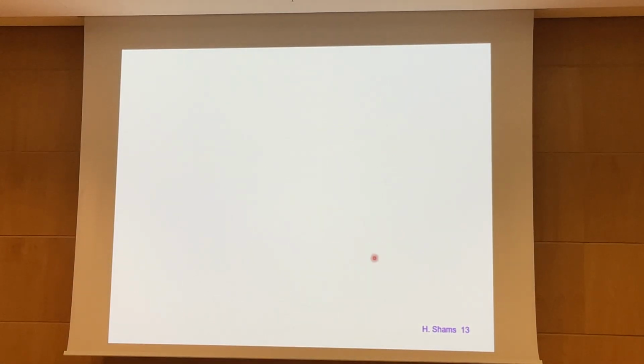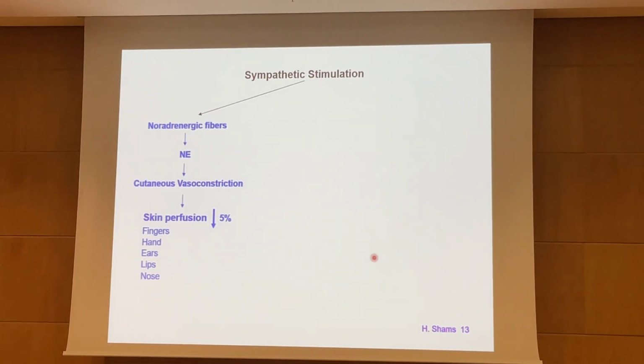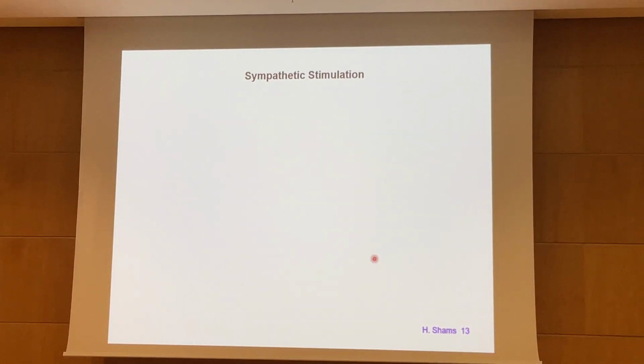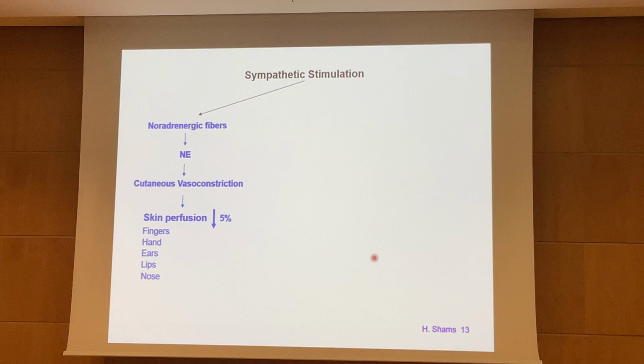So, how does the body regulate that? If it is warm, the cutaneous blood flow must increase and sweating must increase. And if it is cold, the blood flow must decrease and you must start to shiver. How is it regulated? Not everything, but the most part is regulated by sympathetic stimulation.